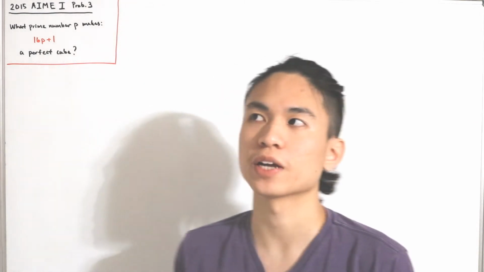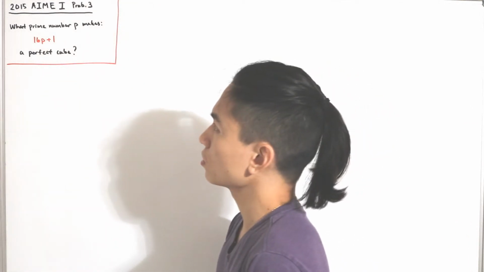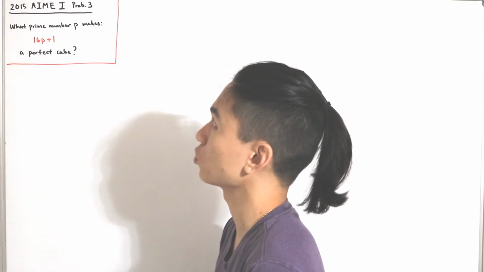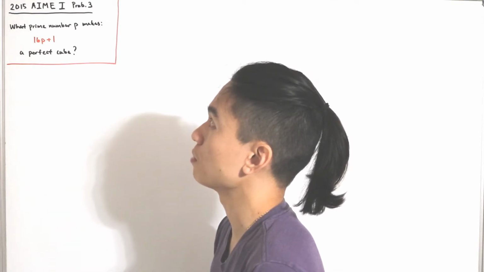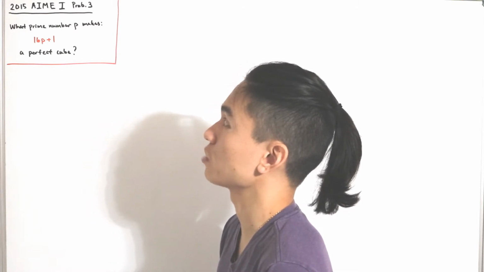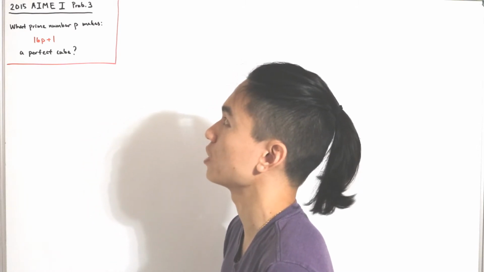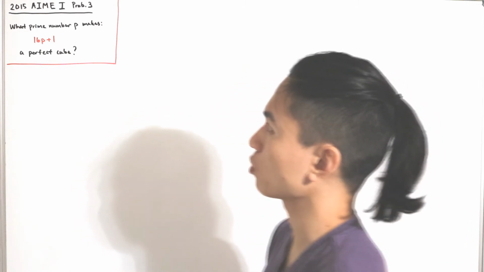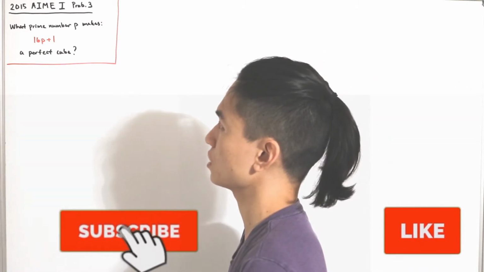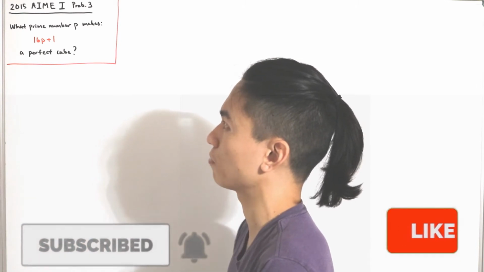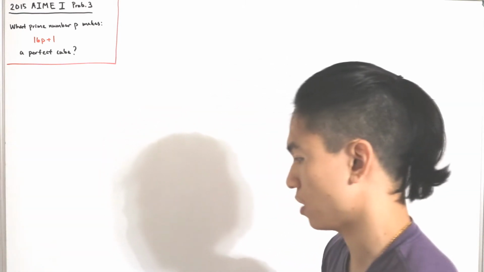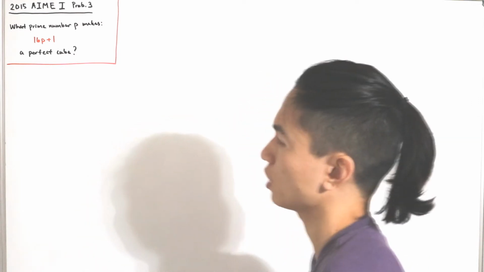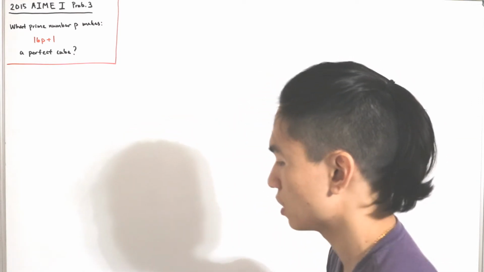So in today's video we've got this little number theory problem. Specifically, this is question 3 from the 2015 American Invitational Mathematics Examination 1. And the question is, what prime number p makes 16 times p plus 1 a perfect cube? So again, this is based on number theory, and we're going to be manipulating prime numbers.